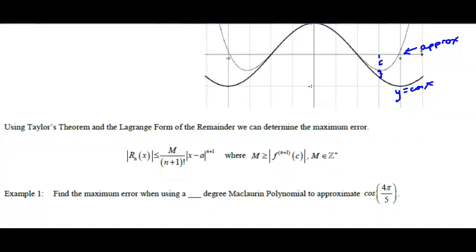So using Taylor's theorem and the Lagrange form of the remainder, we can determine the maximum error. This is where, in math, sometimes we think it's always an exact certain value. This is where we're going to find an m value, basically a nice value. Like sometimes it might be e, sometimes it'll be just a natural number that's closest to approximate the next derivative. So m is greater than or equal to f of n plus 1 at that c value. Notice here I did put a positive integer, so a natural number.